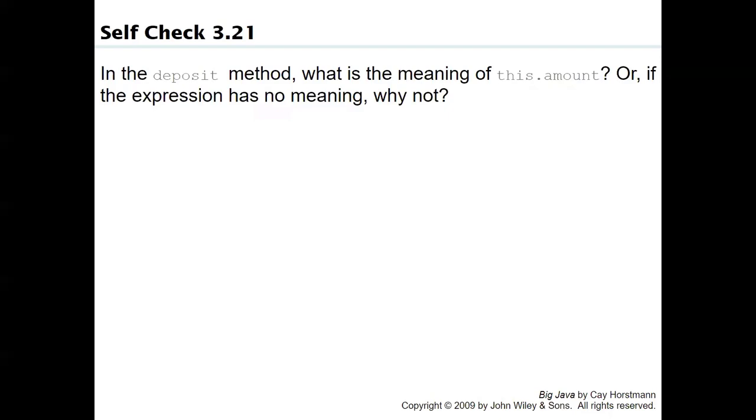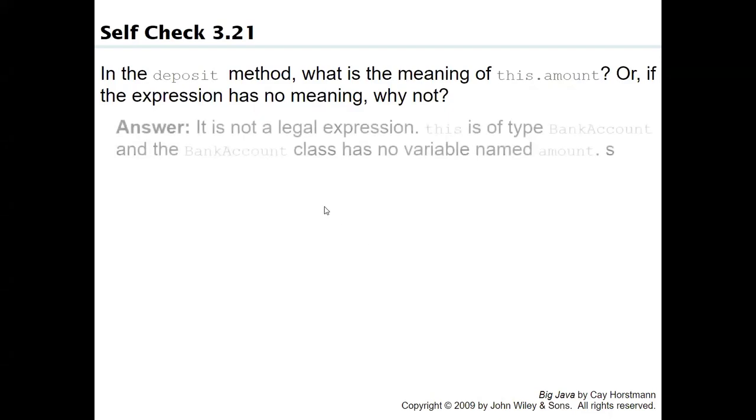And so I'm thinking, and I didn't look at this ahead of time, that the expression has no meaning because amount is a parameter. It's not an instance variable. It doesn't belong to the object. It's not an illegal expression. This is of type bank account, and the bank account class has no variable named amount. It has a balance, but it doesn't have an amount. Amount is a parameter coming into the deposit method. So that was a trick question. Hey, I got it right too. Wow.